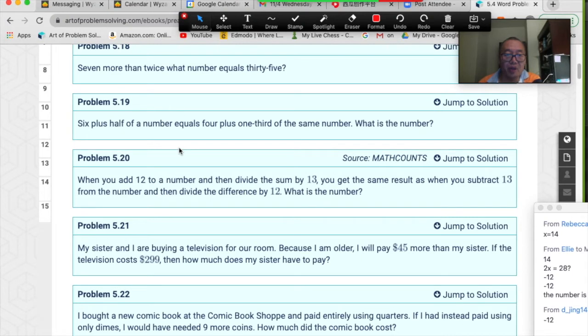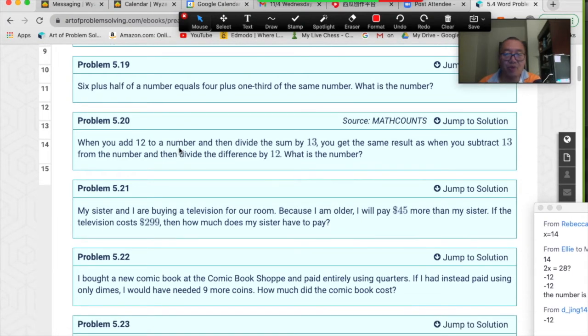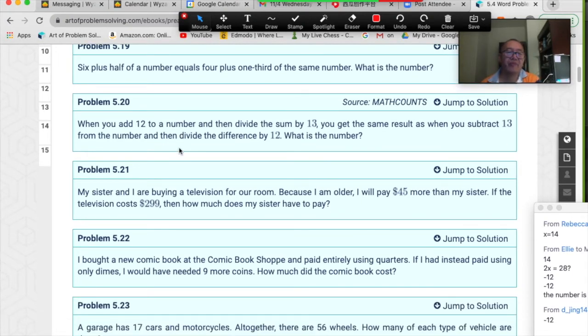Dago, can you help me read 5.20? When you add 12 to a number and divide the sum by 13, you get the same result when you subtract 13 from the number and then divide the difference by 12. What is the number?